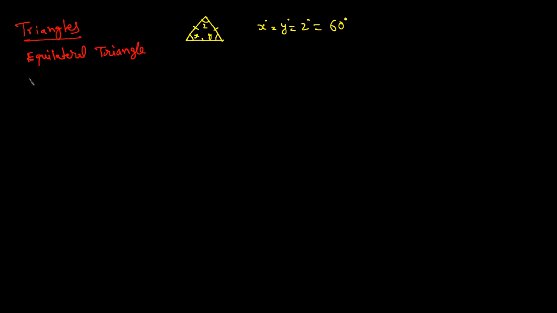Second type of triangle, isosceles. Isosceles is where two sides are equal. Let's say A, B and C. This angle will be equal to this angle and these sides are equal. So their opposite angles will be equal to each other. Side AB is going to be equal to side AC. And let's say this angle is B degree and this angle is C degree. So angle B will be equal to angle C. So these two angles will be equal to each other in an isosceles triangle.